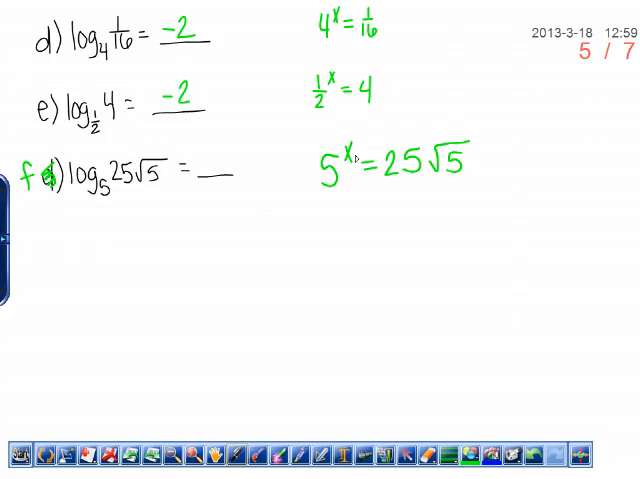When we've got a variable in our exponent, if you'll remember, our strategy is to get the bases the same on both sides. Okay? So I'm going to use a base of 5, and I'm going to think of this as 25 times the square root of 5. So this is going to stay 5 to the x equals, how can I rewrite 25 as a power of 5? 5 squared. And how can I rewrite the square root of 5 as a power of 5? 5 to the 1/2. Everyone okay with that?